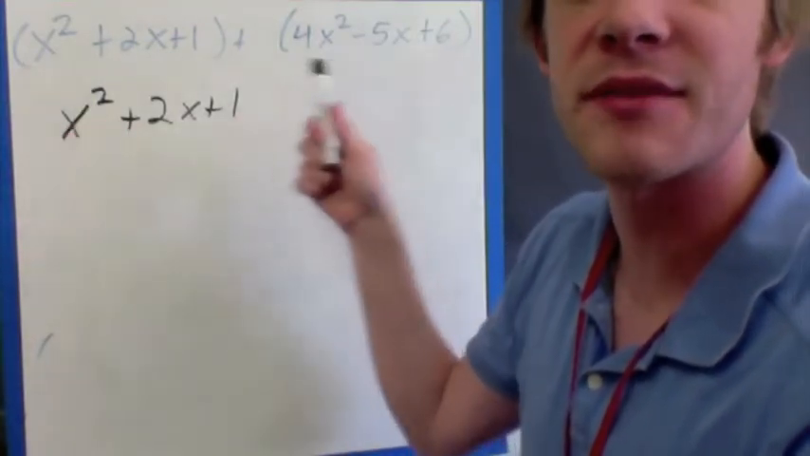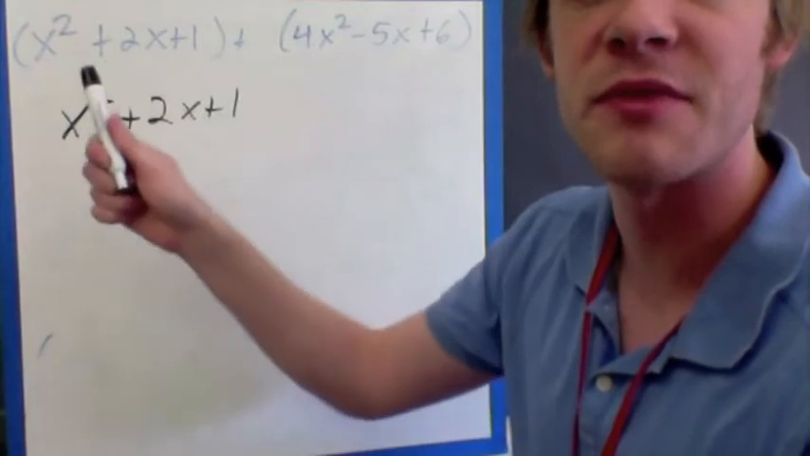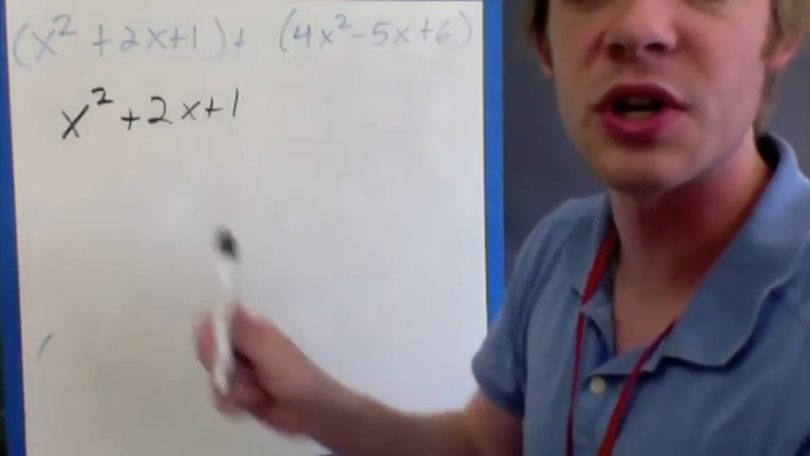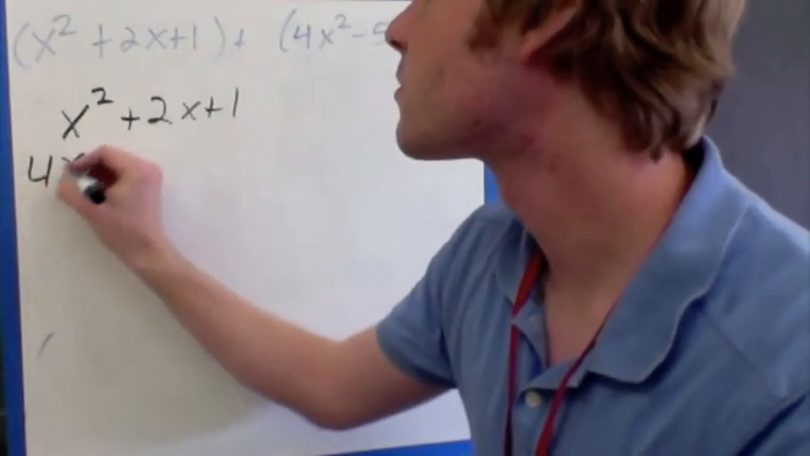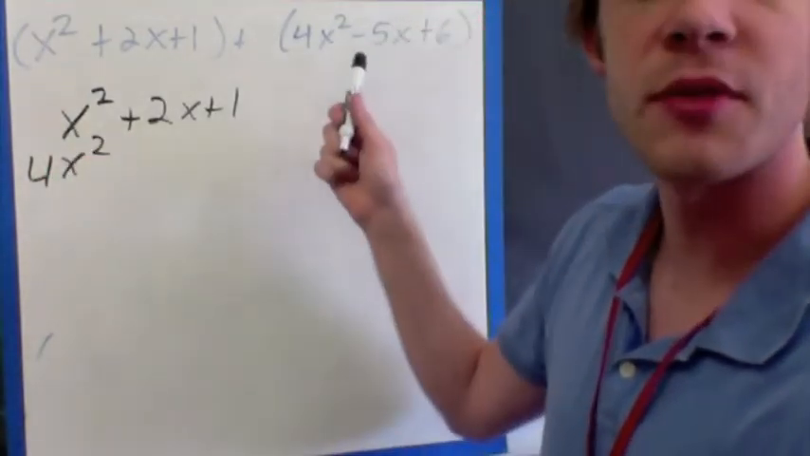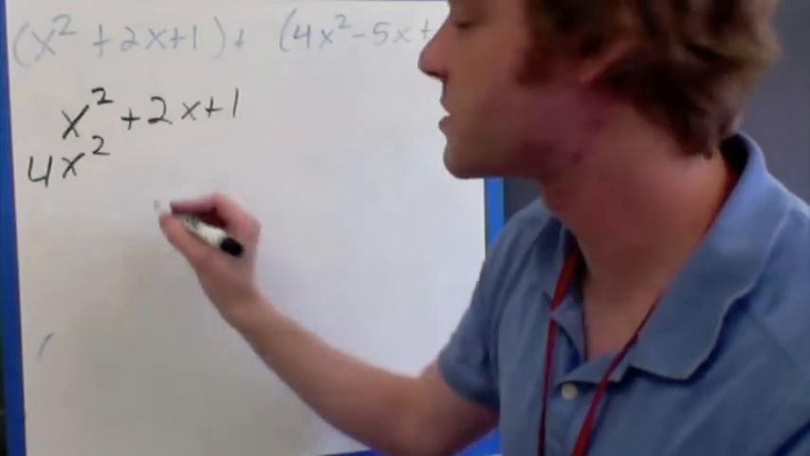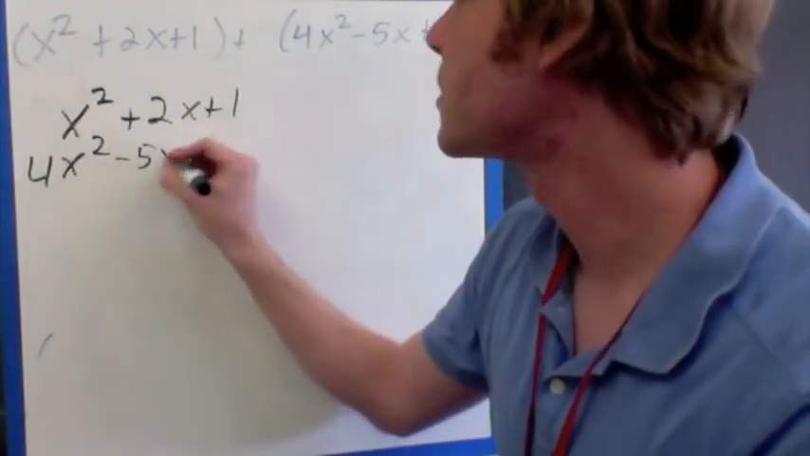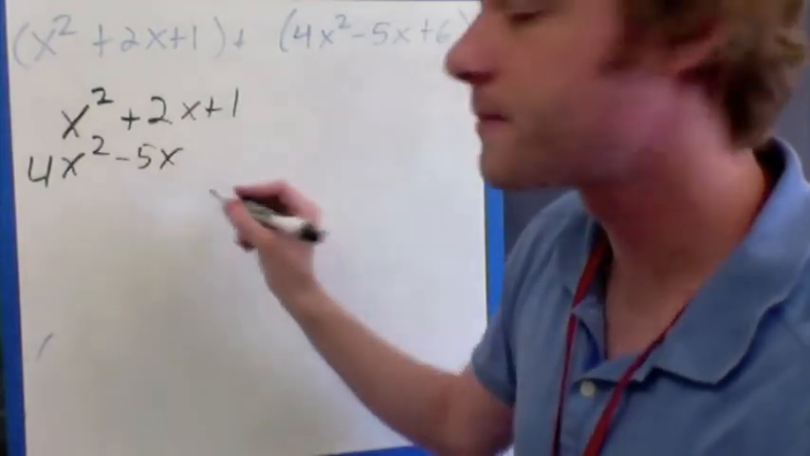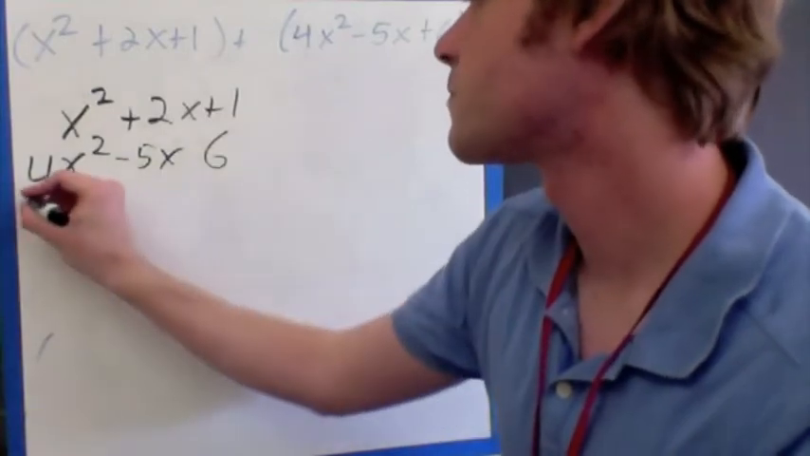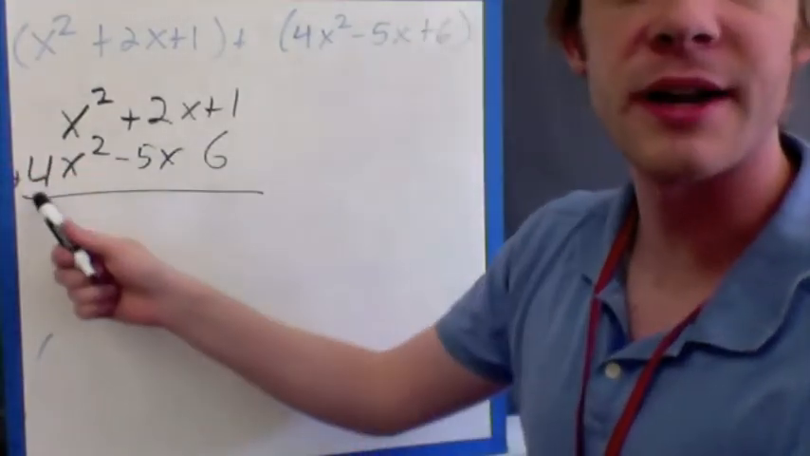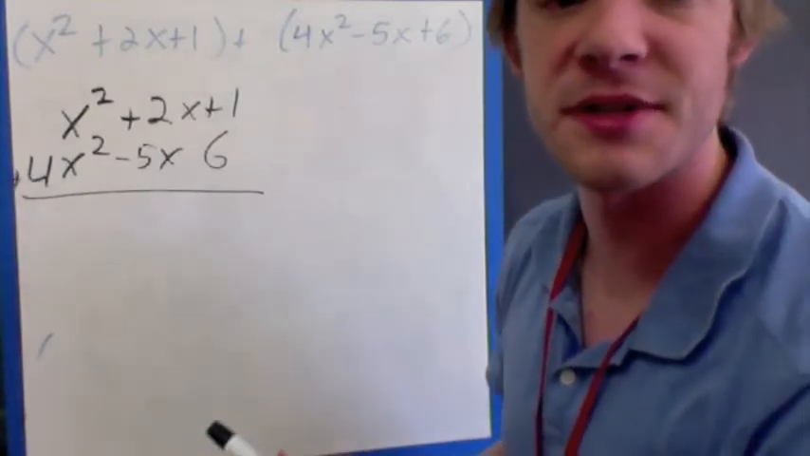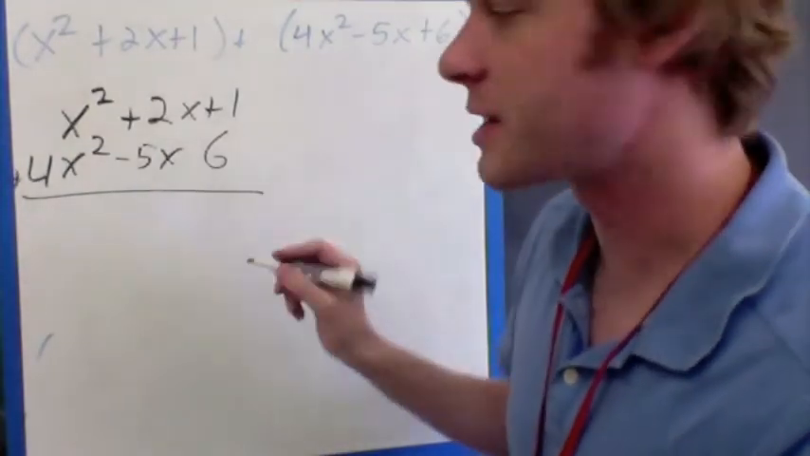So anytime I have the same power, I'm just going to put them on top of each other. So the 4x squared is going to go below the x squared. The negative 5x will go below the 2x, and the 6 will go below the 1. And we are adding here, trying to squeeze in a plus sign there, and so we just add straight down.